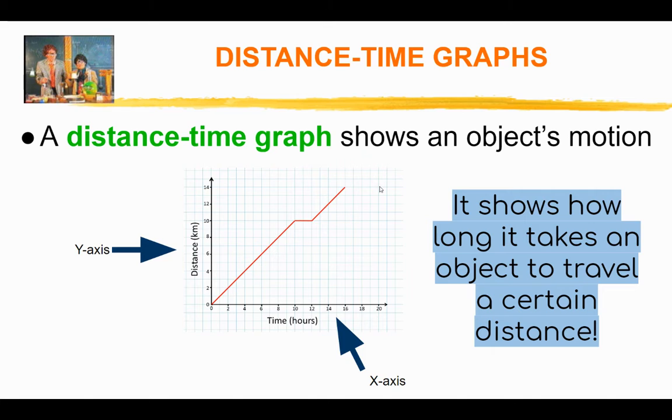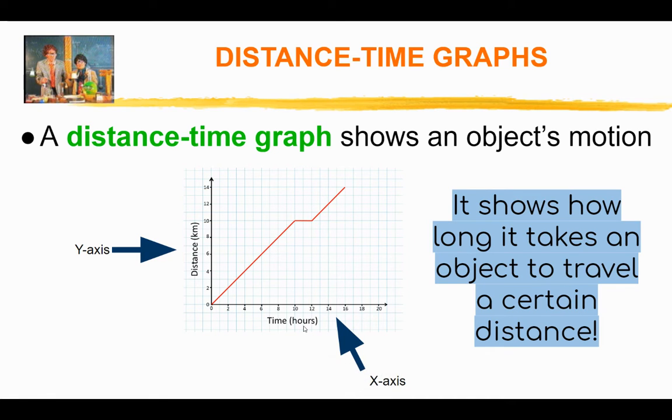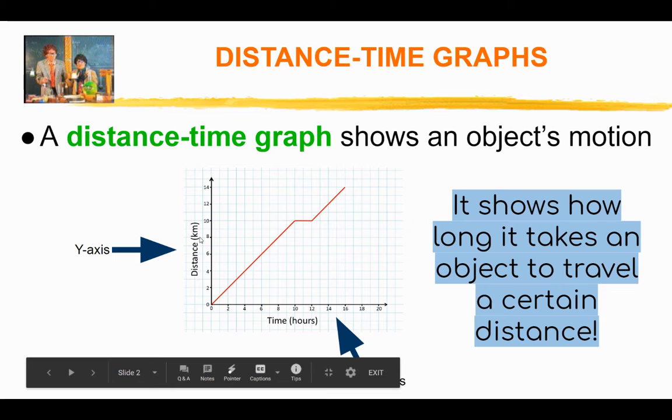Distance over time. And you can see that this line here that they've plotted, let me get my pointer going. It starts at 0, 0. The time starts at 0. And what are we measuring in? Hours. And what kind of distance are we measuring in? Kilometers. Okay. So it's 0 kilometers and 0 hours. And then we move up from there.